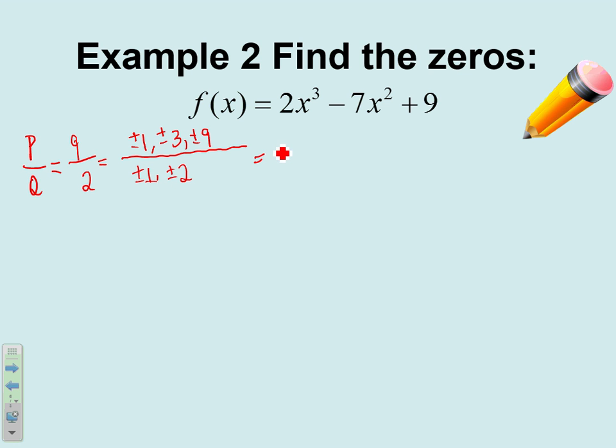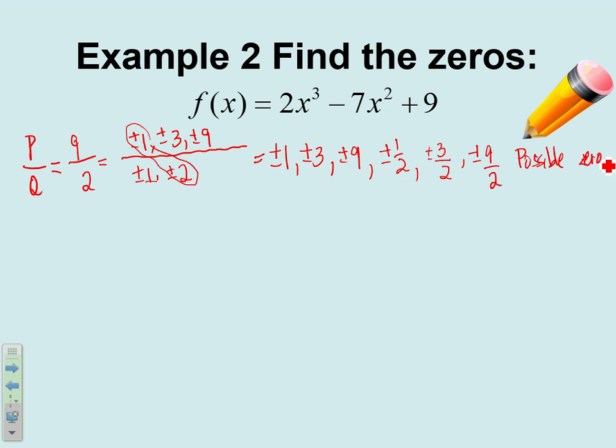So 1 divided by 1 is 1, plus or minus 1, plus or minus 3, plus or minus 9. Okay, now I'm going to take 1 and divide it by 2. That's plus or minus 1/2. 3 divided by 2 is plus or minus 3/2. And 9 divided by 2 would be plus or minus 9/2. And those are all the possible zeros. Okay, now not every one of them is going to work. So we have to guess and check until we find that one that gives us a happy smiley face.